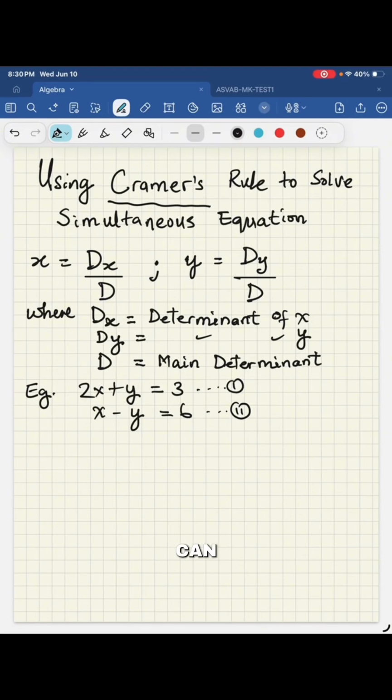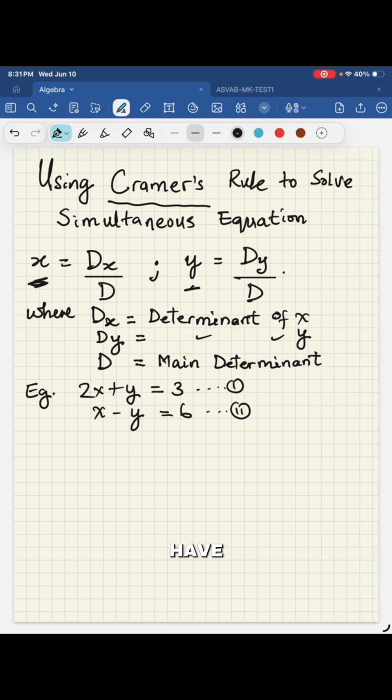As you can see here, if we have x and y variables in a simultaneous equation and you want to find x and y, these are the formulas. For x, it is dx over d, and for y it is dy over d, where dx is the determinant of x, dy is the determinant of y, and d is the main determinant. I'm going to explain while I solve.